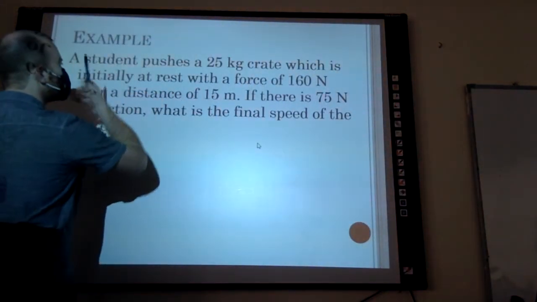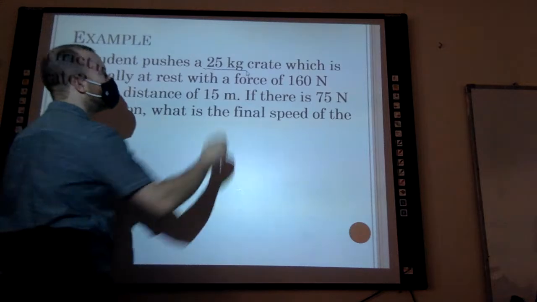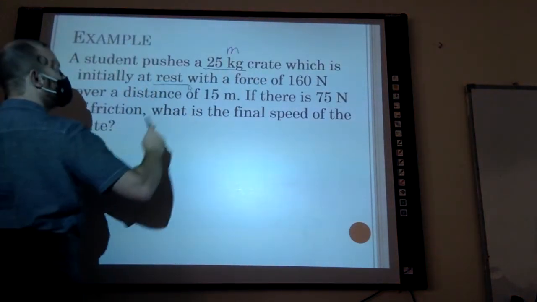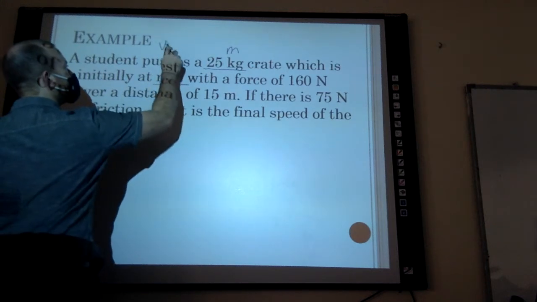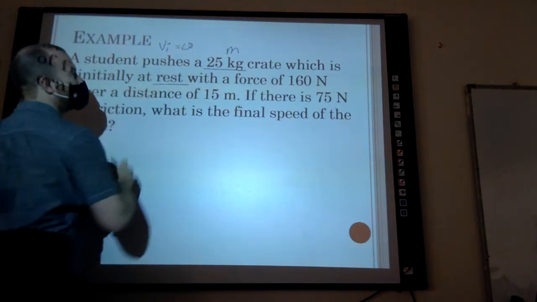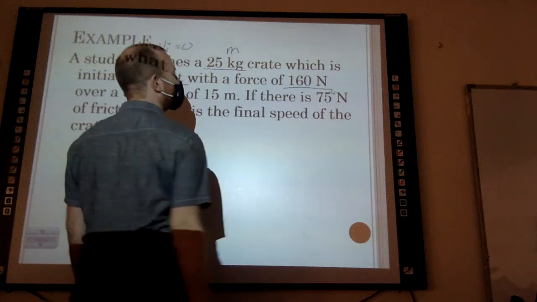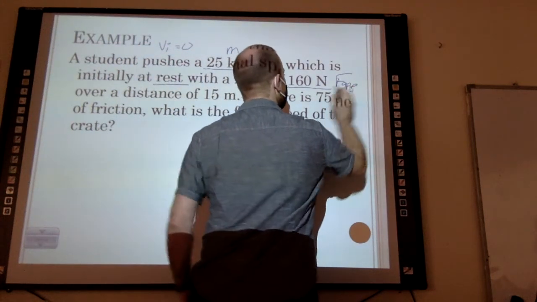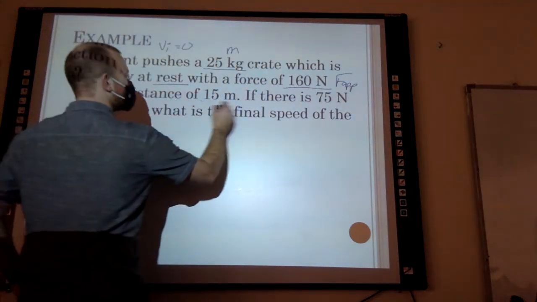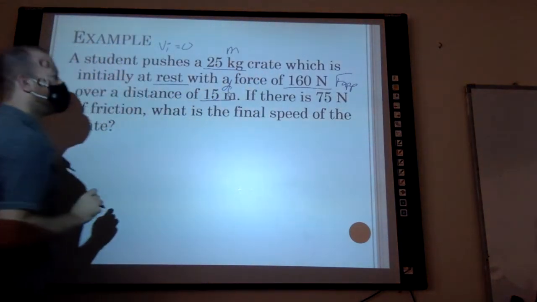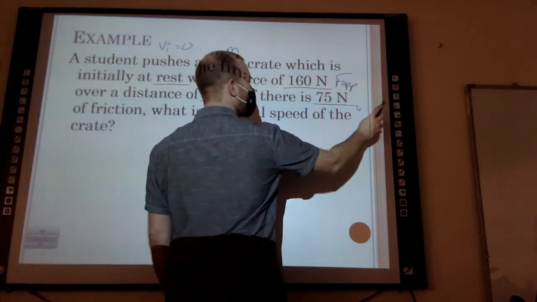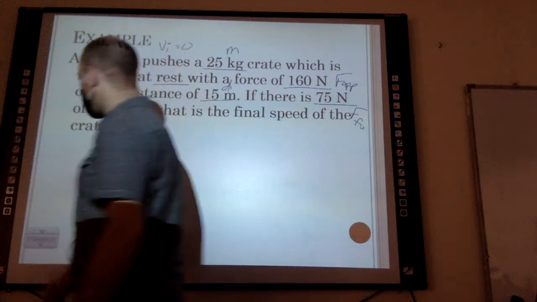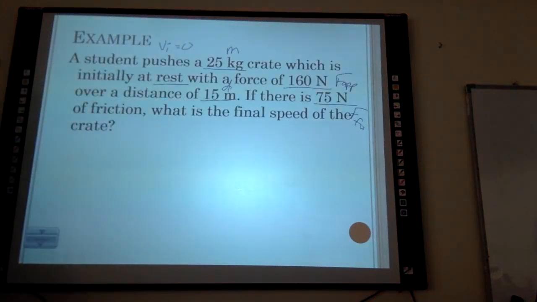So let's read this again. A student pushes, we got a mass. Perfect. Crate, which is initially at rest. So I got V initial equals 0. We got a force. What kind of force is this? Okay, we got an applied force. We got a distance. And we got a friction force. Ooh, I could be really cruel with this and just give you the coefficient of friction. That'd be fun.